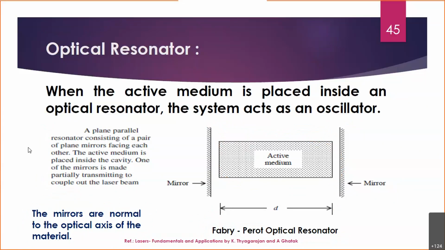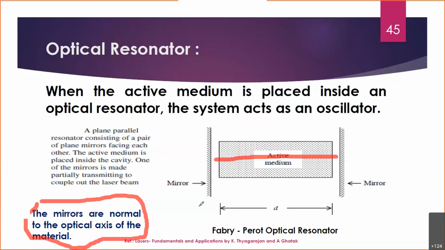Okay, now I am going to explain this line. The mirrors are normal to the optical axis of the material. So this is your active medium, or active material you consider. The optical axis will be this one at the center, like this.